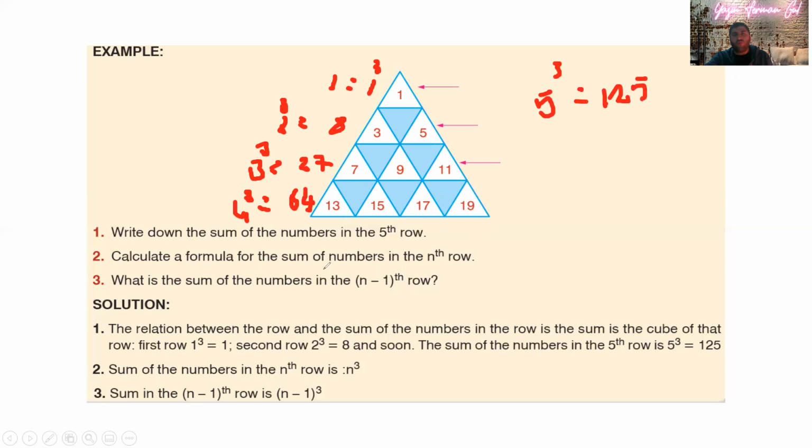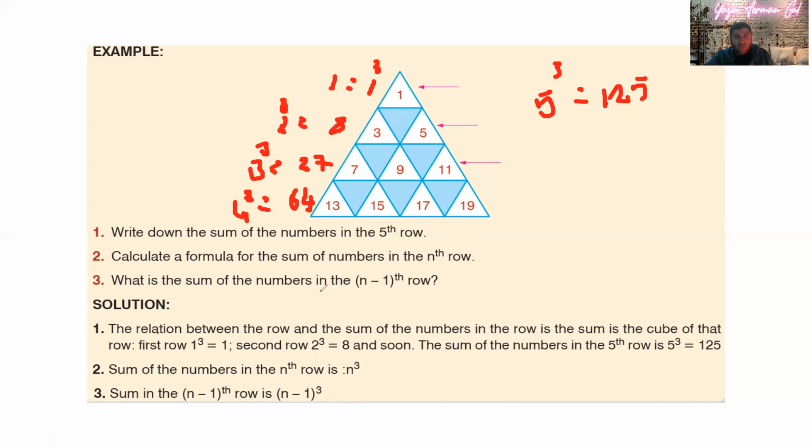So calculate the formula for the sum of the numbers in the nth row. The sum of the numbers in the nth row is going to be n cubed, because the first row is 1 to the power of 3. The second row is 2 to the power of 3, which is 8. The third one is 3 to the power of 3, which is 27. The fourth one is 4 to the power of 3, which is 64. The fifth one, we said 5 to the power of 3, which is 125. So if I ask for the sixth row, that is going to be 6 to the power of 3. That's why our formula will be n cubed.